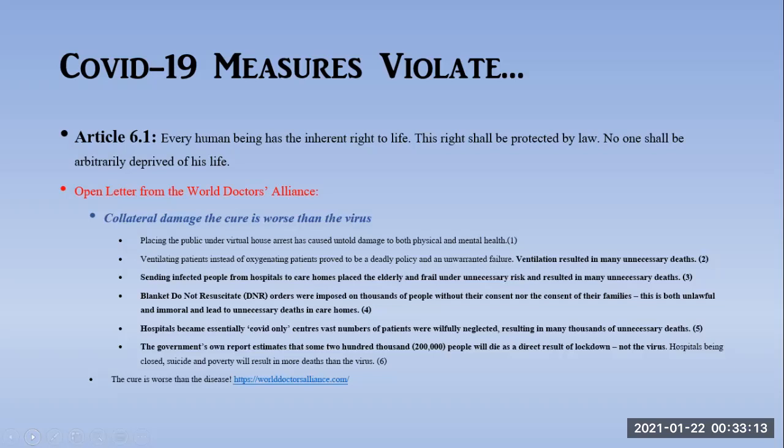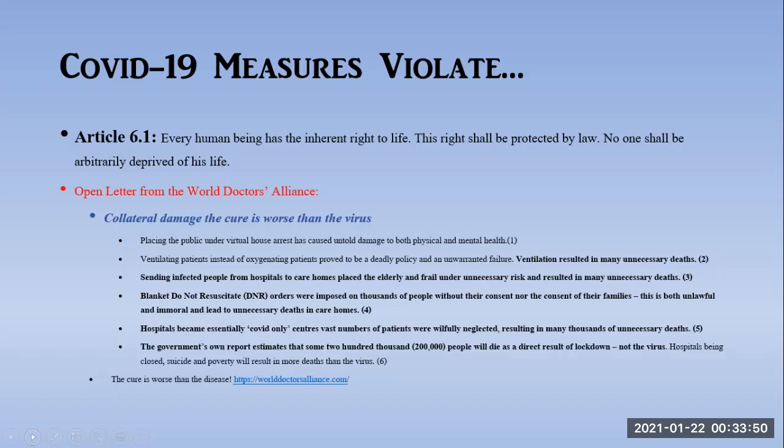Sending infected people from hospitals to care homes placed the elderly and frail under unnecessary risk and resulted in many unnecessary deaths. Blanket do not resuscitate DNR orders were imposed on thousands of people without their consent nor the consent of their families. This is both unlawful and immoral and led to unnecessary deaths in care homes. Hospitals became essentially COVID-only centers. Vast numbers of patients were willfully neglected, resulting in many thousands of unnecessary deaths.